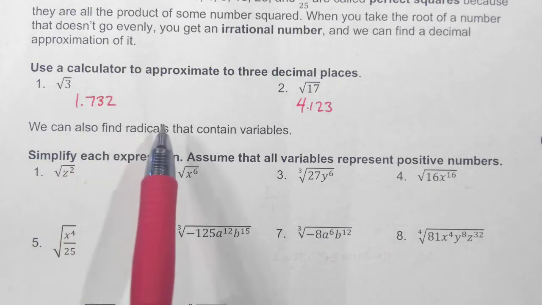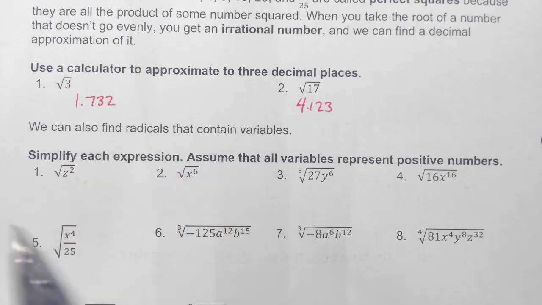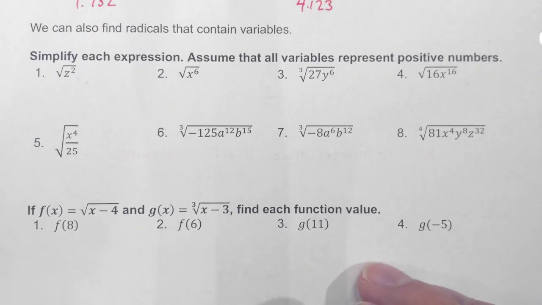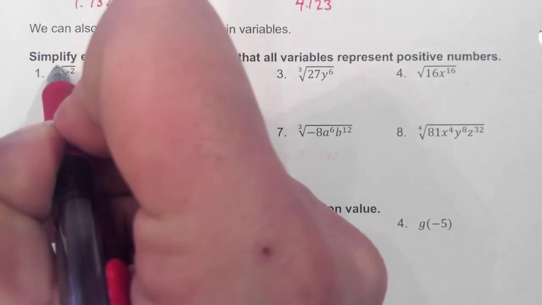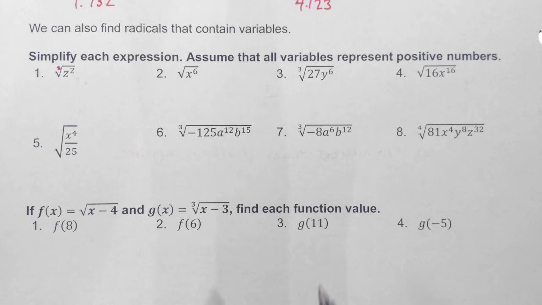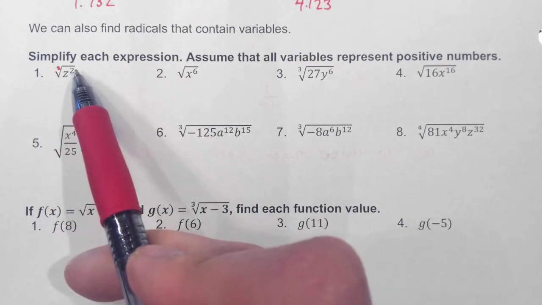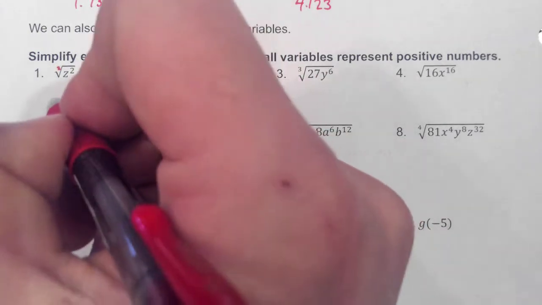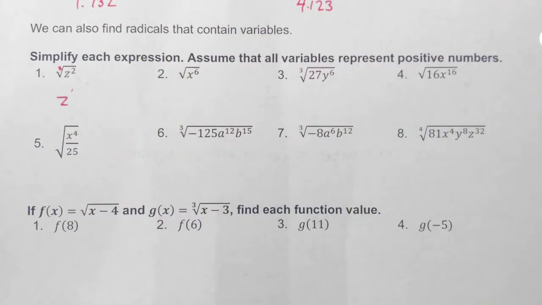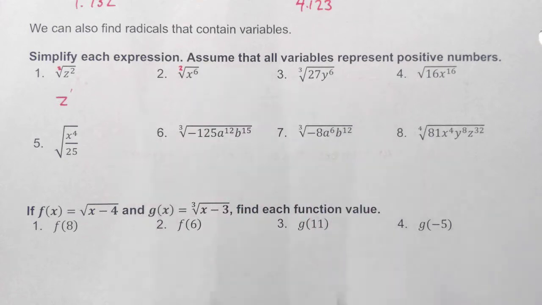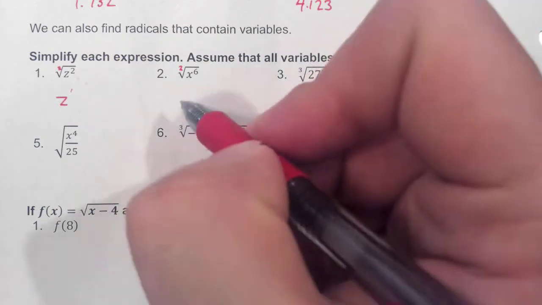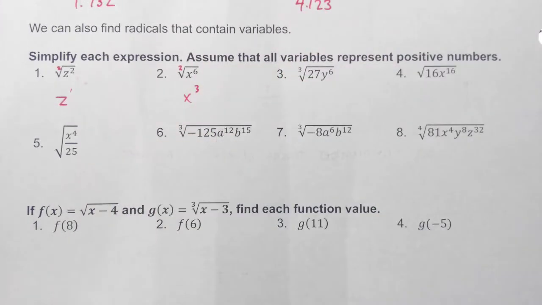We can also find radicals that contain variables. What that does is, whatever the index is just going to divide the exponent on a variable. Remember, square roots have an understood index of 2. So we're just going to divide. 2 divided by 2 is 1. So z to the first, but you wouldn't really put the first. You just say z. Again, this has an index of 2. It's going to cut those exponents in half. It's going to be x to the third.